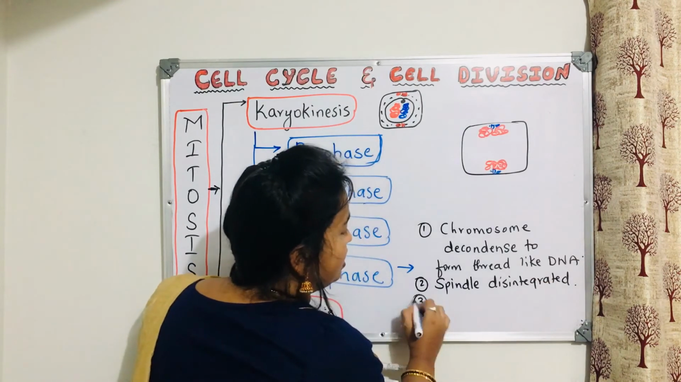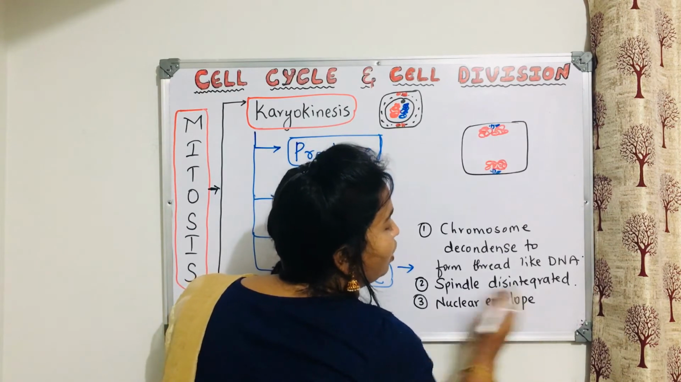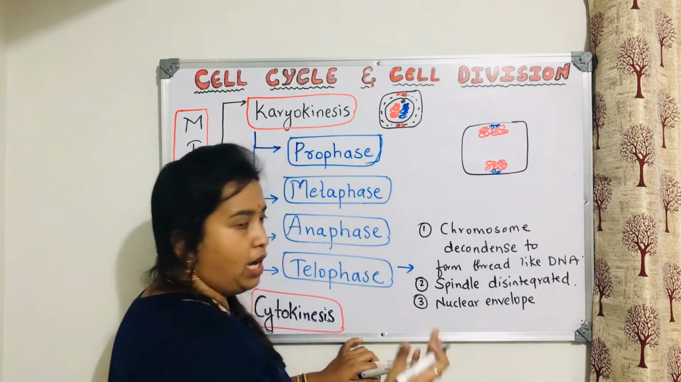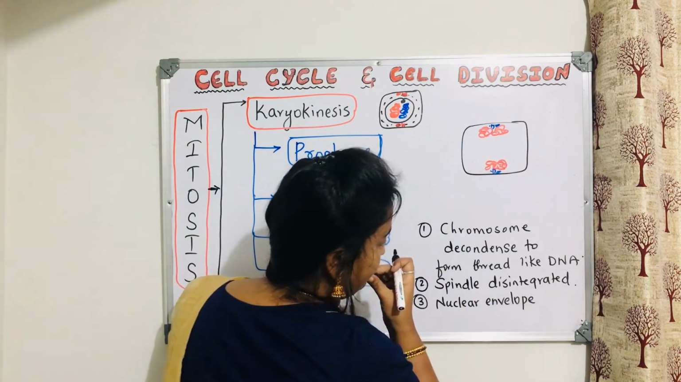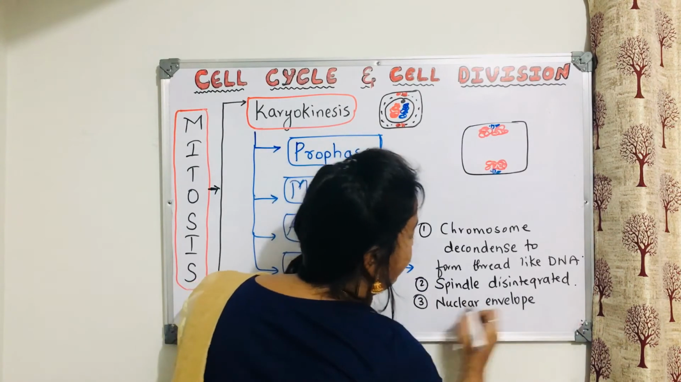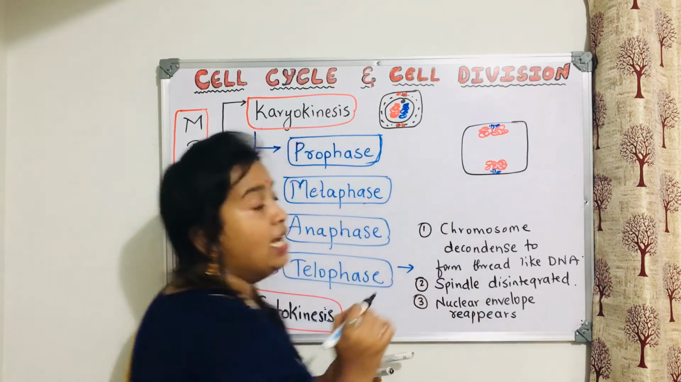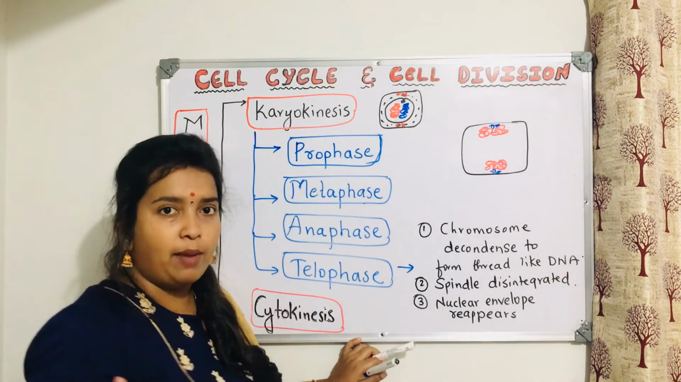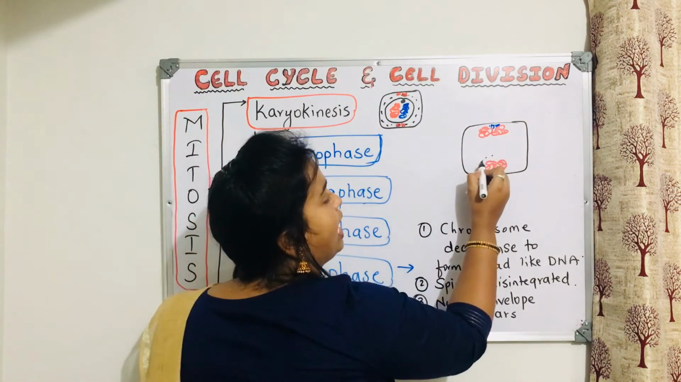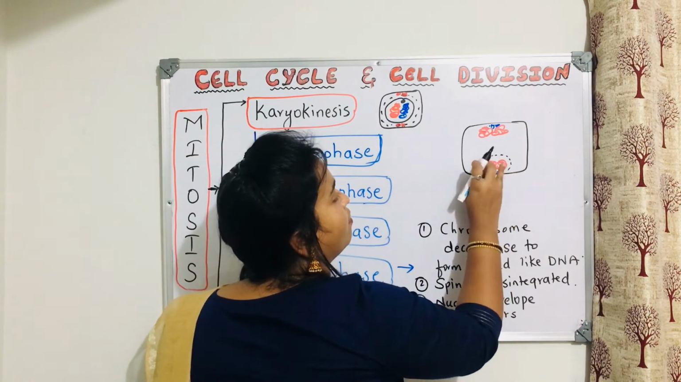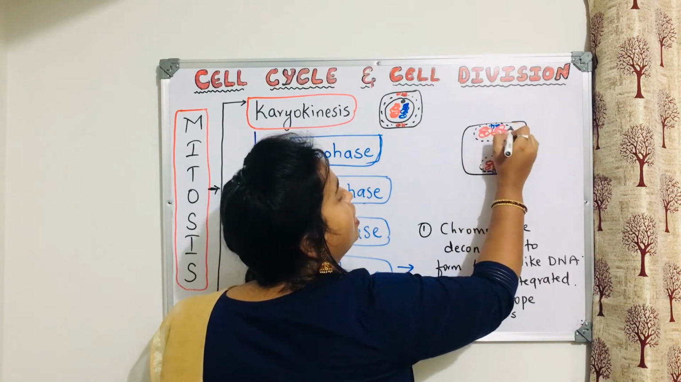Now the third thing is the nuclear envelope. In prophase, what had happened? The nuclear envelope disintegrated. So now it is the opposite. What can you say? The nuclear envelope reappears. Both the sides should get a nuclear envelope, no? Because both of them are chromosomes, they are DNA. So the nuclear envelope will start forming here, and here also you will see the formation of nuclear envelope.